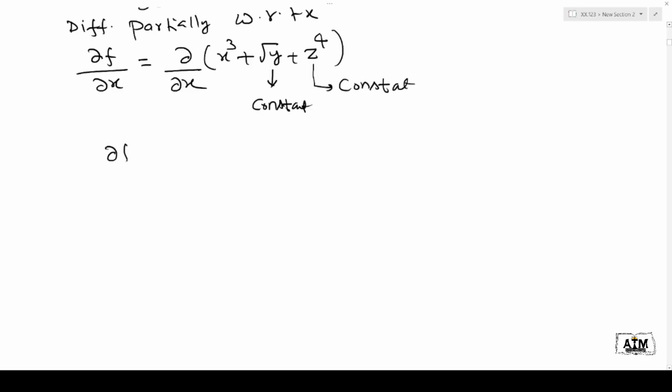Therefore, dou f by dou x equals the derivative of x cube, which is 3x square, and the derivative of root y is 0 because y is considered as constant. Even z is constant, therefore the derivative of z raised to 4 is 0. Therefore, dou f by dou x equals 3x square.